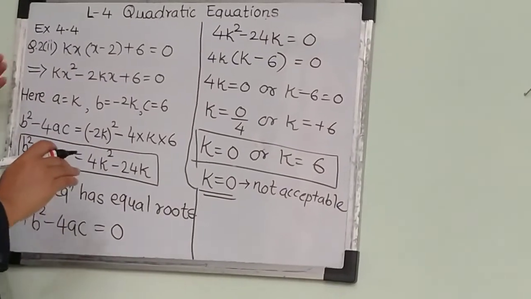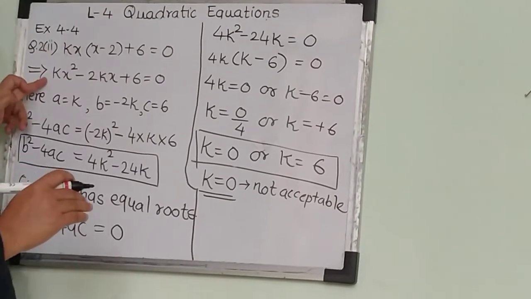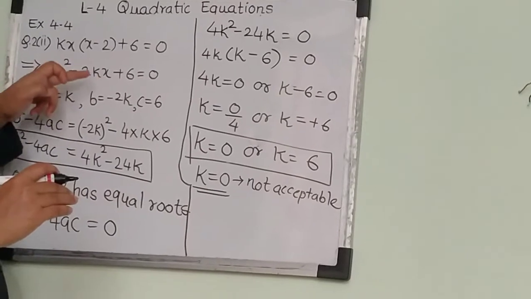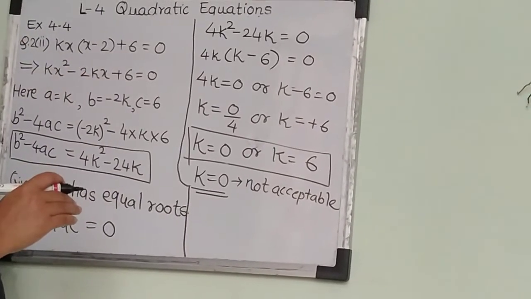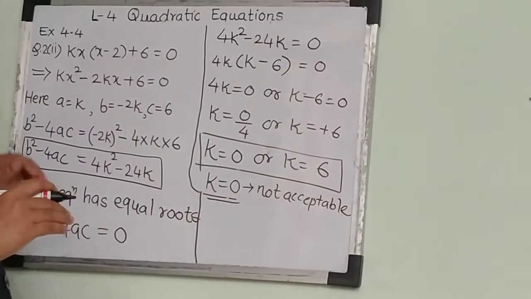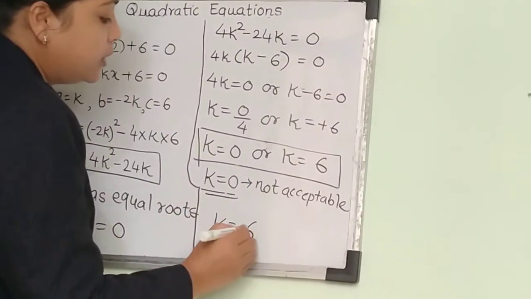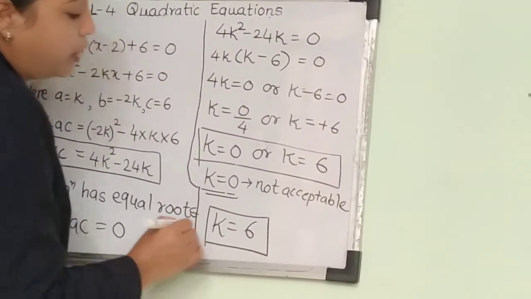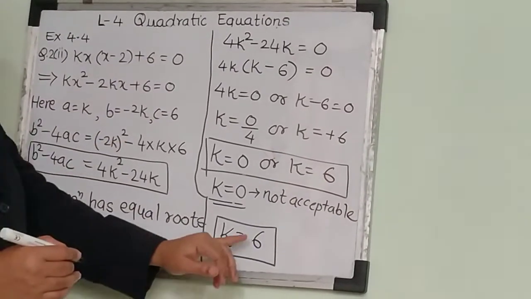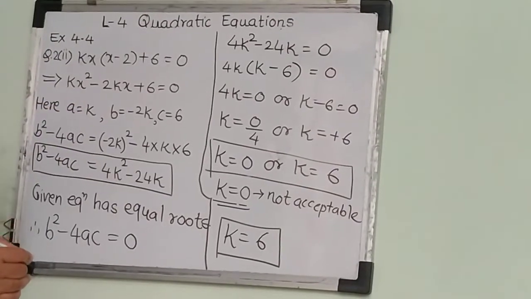When we substitute the value of k in this equation, then your first term becomes 0, and if the first term becomes 0, then the remaining part is not your quadratic equation. So k equal to 0 is not acceptable for this equation. So only we get k equal to 6 for this quadratic equation. So for k equal to 6, this quadratic equation is satisfied.